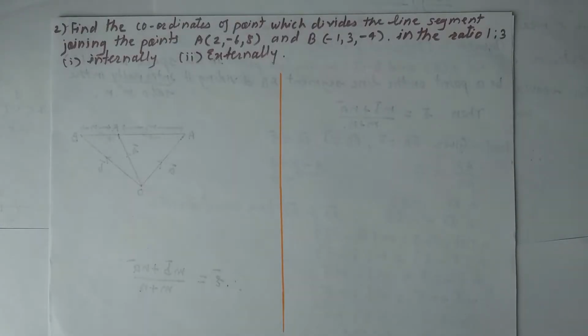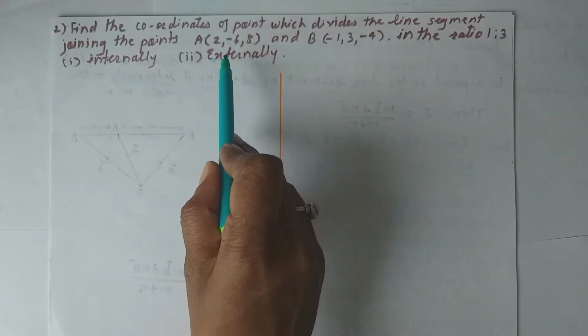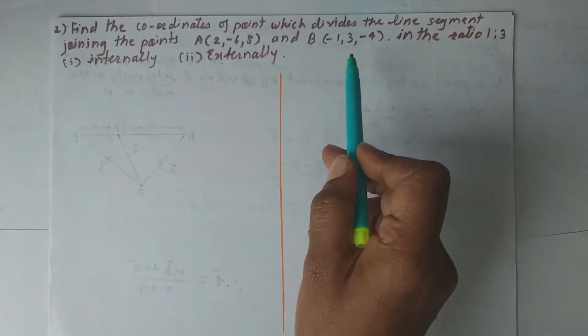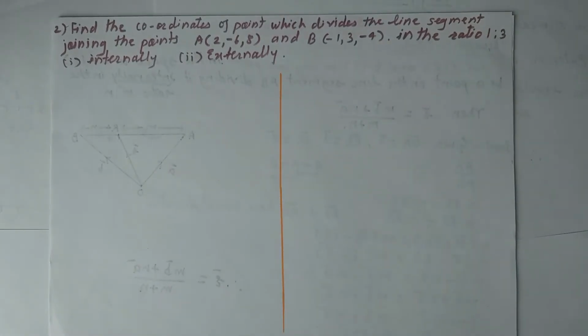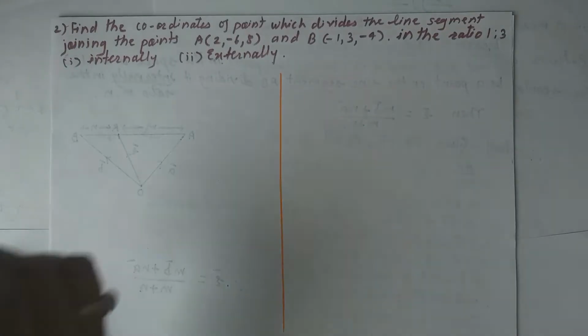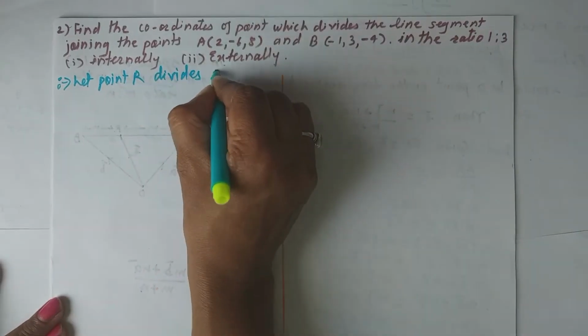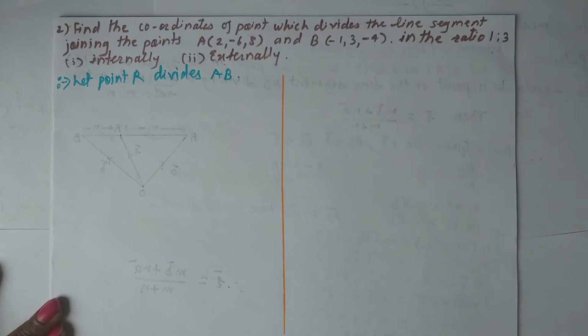Find the coordinates of the point which divides the line segment joining the points A(2, minus 6, 8) and B(minus 1, 3, minus 4) in the ratio 1:3 internally and externally. Okay, again here we have to use the section formula. Here the coordinates of points A and B are given, and we have to find the coordinates of the point which divides line segment AB. Let point R divide AB internally and externally.